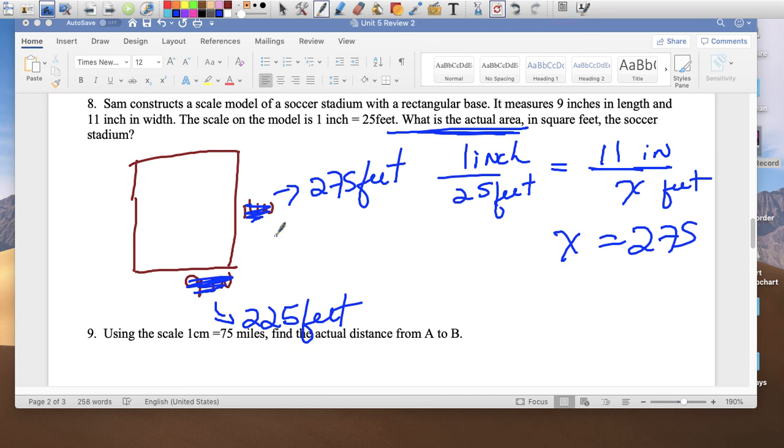So if we multiply 225 times 275, the area of the stadium in real life is 61,875 feet. And don't forget the unit, square.